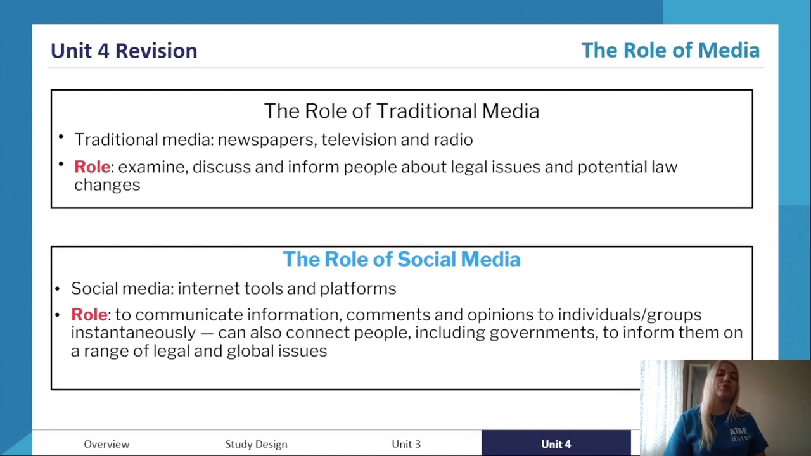You need to know about traditional versus social media. So, what's traditional media? Things like newspapers, TV, radio. Their role is more so to examine, discuss, and inform people about legal issues and potential law changes. Now, social media is different. Social media is all about opinion. Social media includes internet tools and platforms, where people communicate information and share opinions and comments. It can also connect people, and it can even reach government, unlike traditional media, because they are on social media.